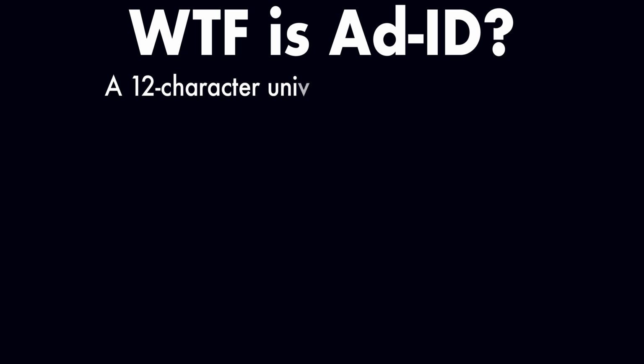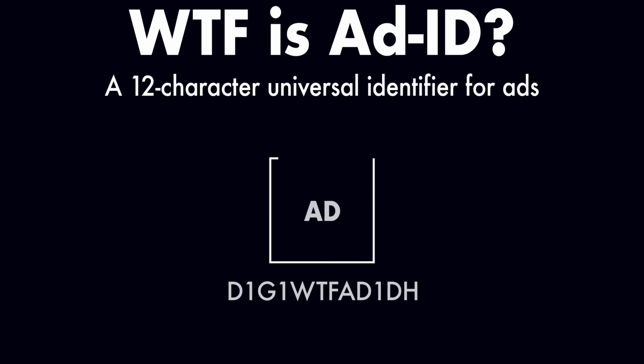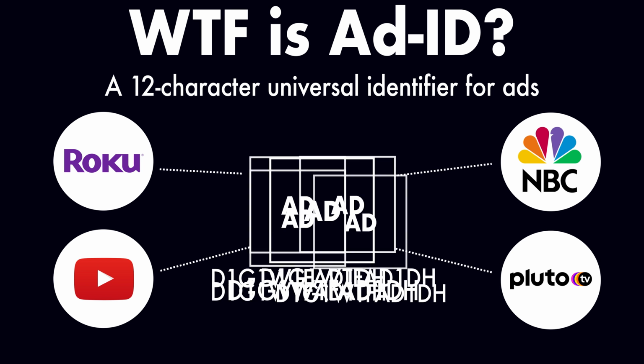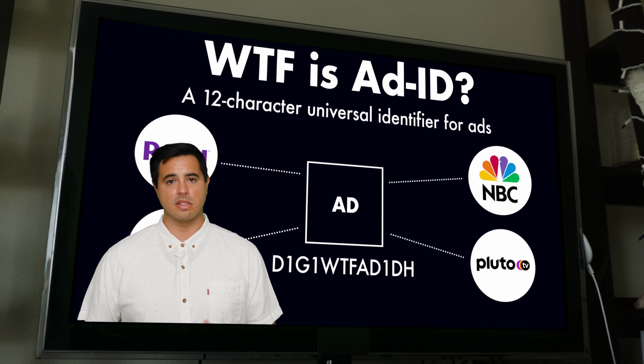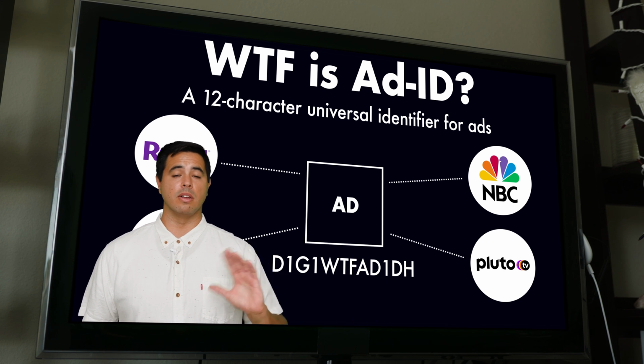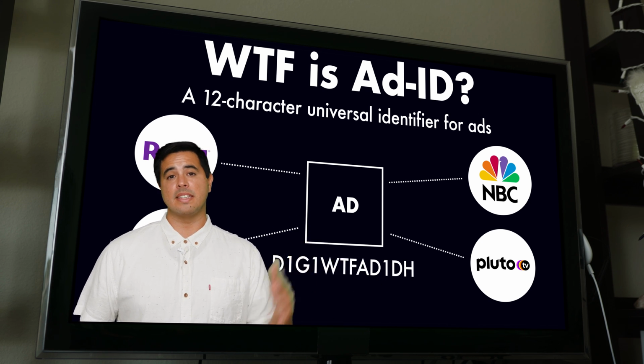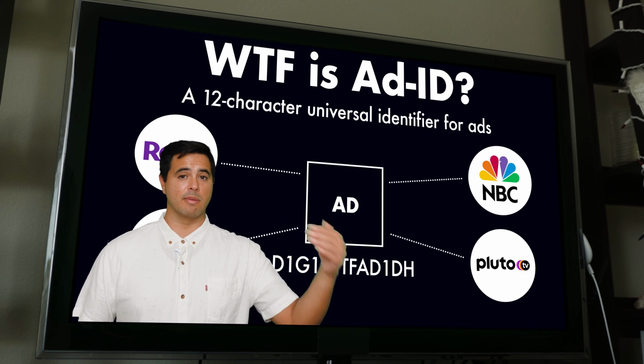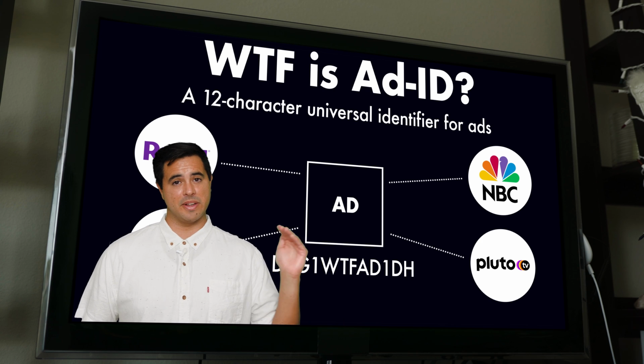So Ad ID is exactly what it sounds like. Each individual ad gets its own 12-digit universal ID. That way every TV network, streaming service, video platform, or publisher that would air the ad would call it the same thing. And that way if the advertiser wants to take the ad off the air or limit the number of times each household sees the ad a week, it doesn't have to figure out what each TV network, publisher, video platform, and streaming service calls it.